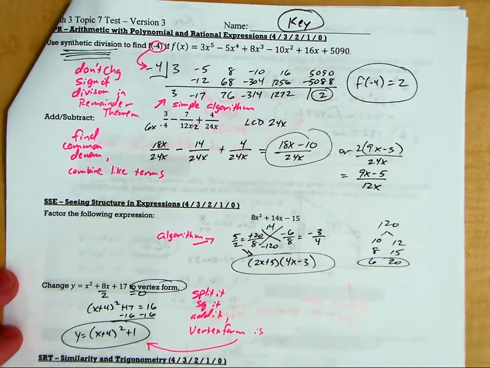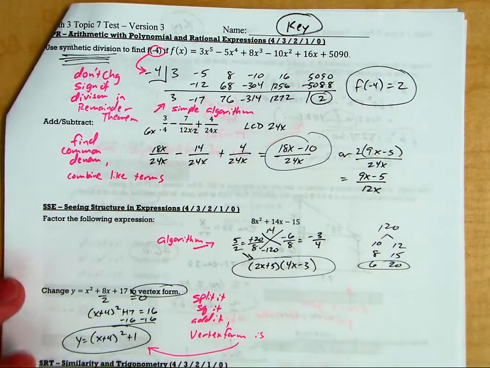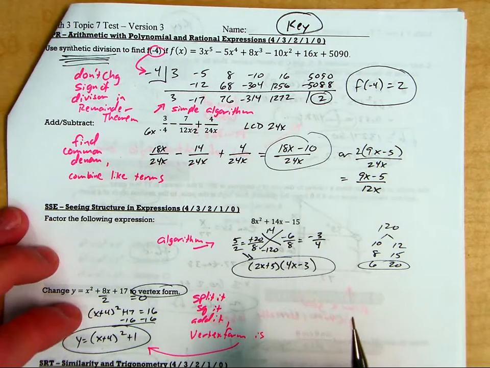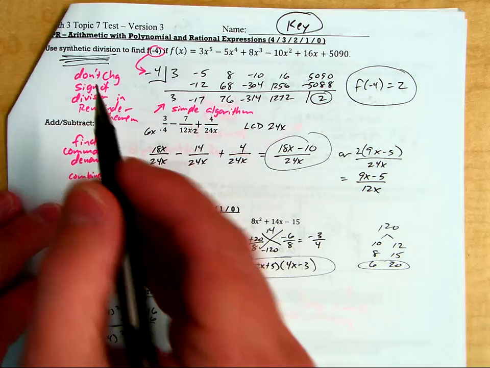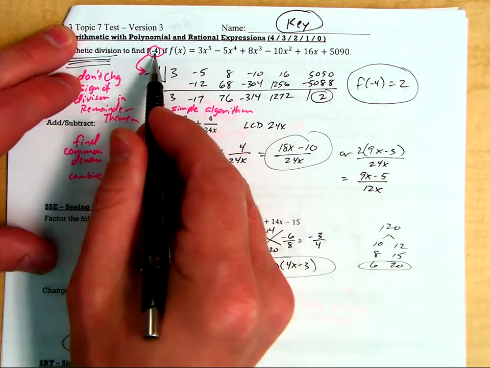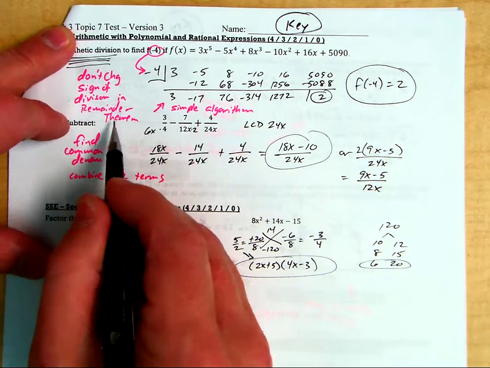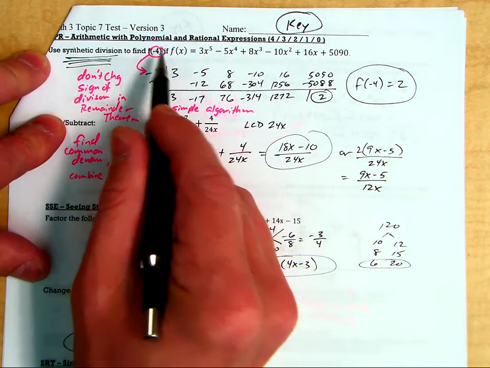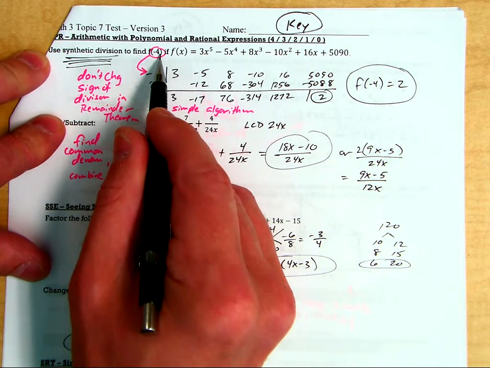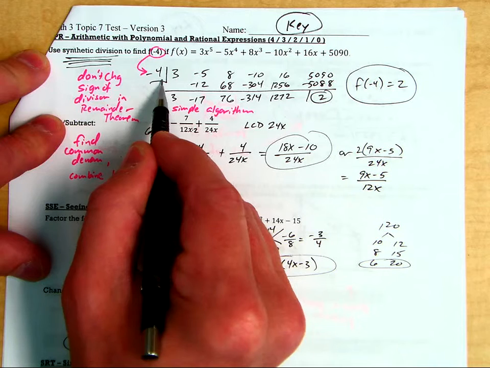Okay, version 3, second video. Let's see here. Now we're into the APR standard, arithmetic with polynomial and rational expressions. The only one where you don't change the sign is the remainder theorem. If they're asking you to evaluate a polynomial at a value, say, okay, I'm going to use that value.